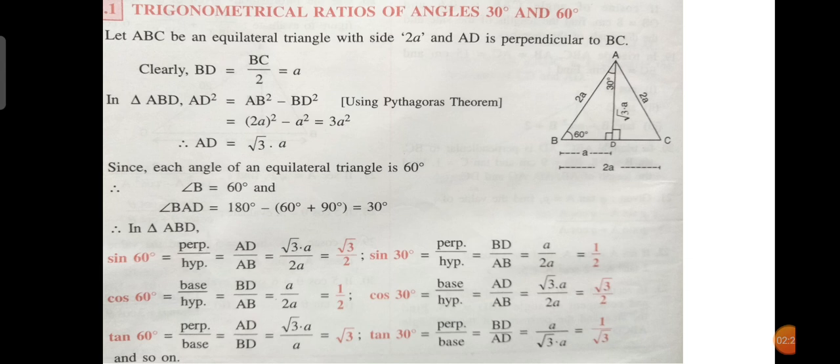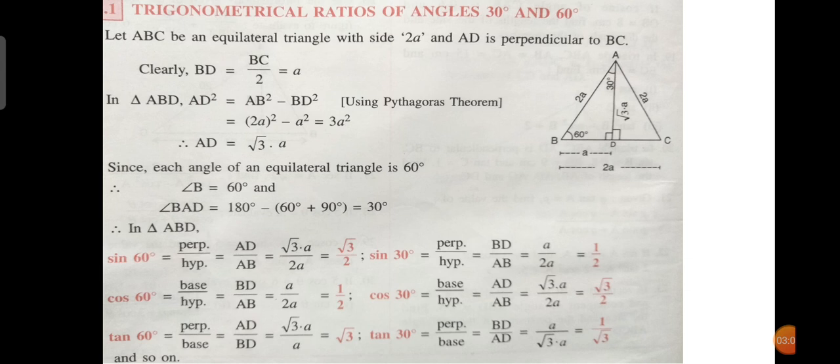Let ABC be an equilateral triangle with side 2A, and AD is perpendicular to BC. Look at the figure: ABC is drawn with side 2A, and AD is drawn perpendicular to BC. Then clearly, what is BD? BD is BC by 2.